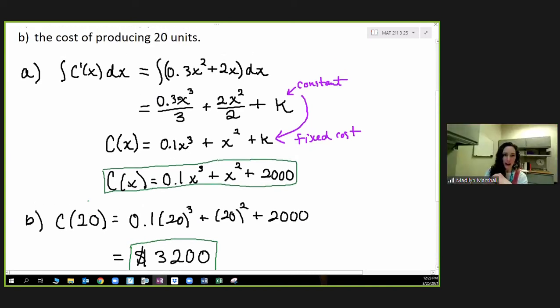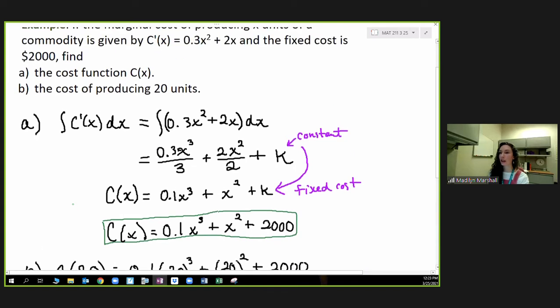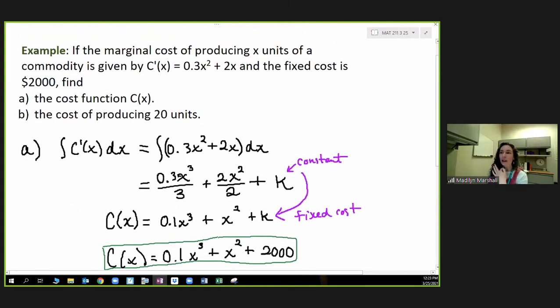So last class, we talked about how an integral is going the other direction from a derivative. So in this kind of example, we have the derivative already, so the integral gives us the original function. The only thing that the integral can't do is give us exactly what that constant is. So if we need to know that C, we need a little bit more information. So that's why we're being told what the fixed cost is.